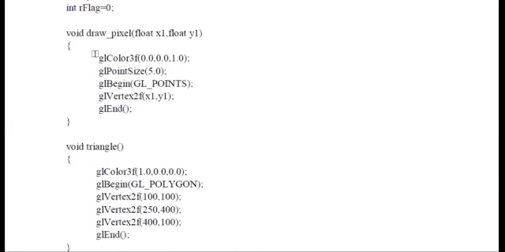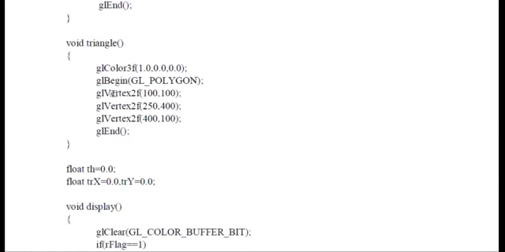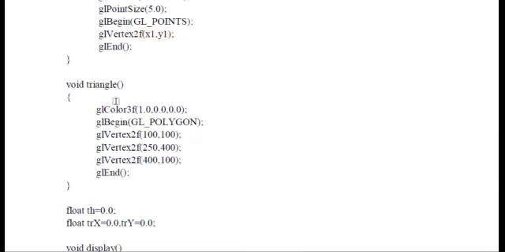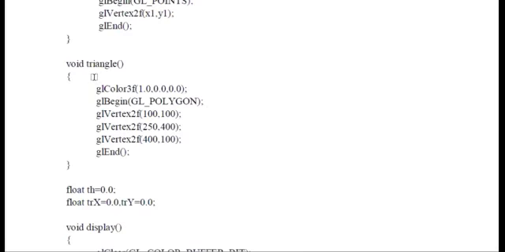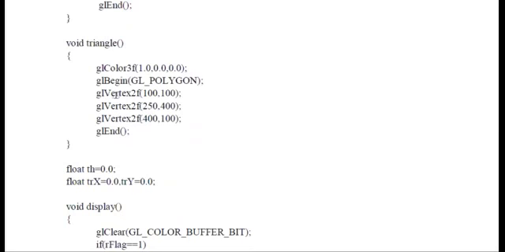Okay, so next we'll look into this program. Here there are two functions, that is, one is the draw pixel function and the second one is the triangle function. In the draw pixel function, you are going to draw a point of size 5 at position x and y, and in the draw triangle function, you're going to draw a triangle with these three coordinates.